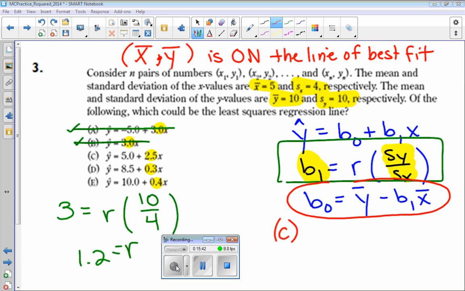I'm checking answer choice C. I have that the y-intercept is 5, the y-bar is 10, the slope is 2.5, and the x-bar was 5. Is this a true statement? No, it's not. Okay, 10 minus 2.5 times 5 is not 5. Doesn't work, right? So we can cross off answer choice C. It doesn't work.